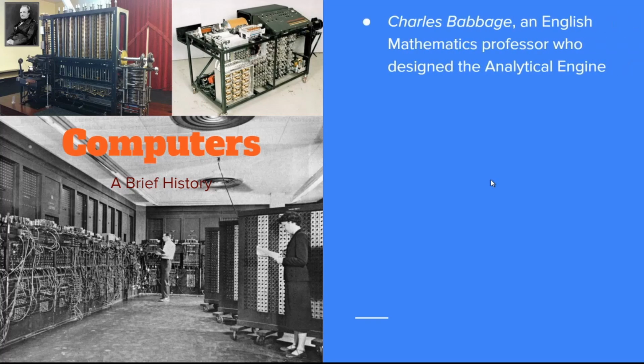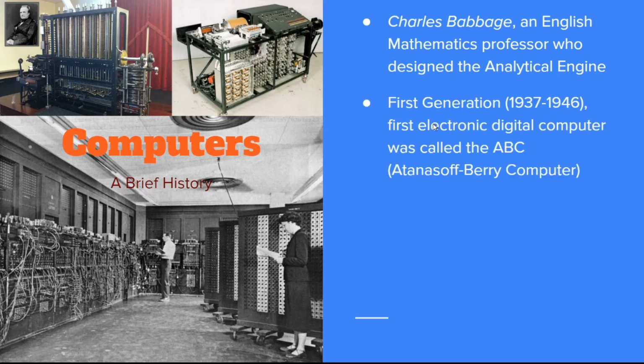Okay, computers started in 1937, and Charles Babbage, an English mathematician and professor, is the designer of the analytical engine. And what is that? This is the analytical engine. This one is made up of dials. And then the first generation of computers started between 1937 and 1946. The first electronic digital computer was called the ABC, named after Atanasoff and Berry. They are the two scientists who created this one, the one on the right side. This is what we call the ABC computer.